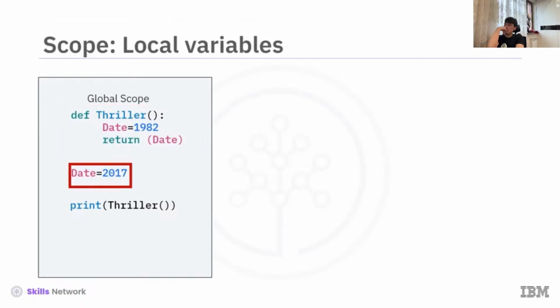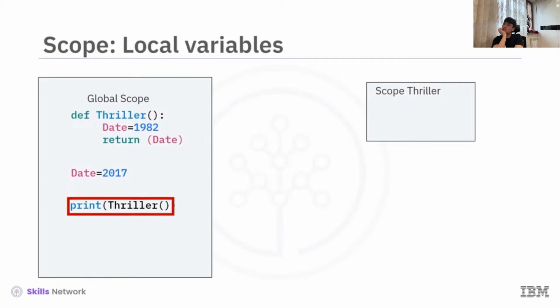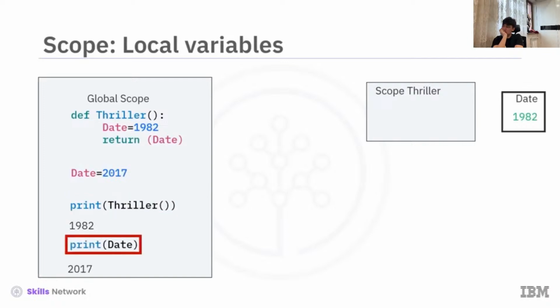When we call the function, we create a new scope. Within that scope, the value of the date is set to 1982. If we call the function, it returns the value of date in the local scope, in this case 1982. When we print in the global scope, we use the global variable value. The global value of the variable is 2017. Therefore, the value is set to 2017.